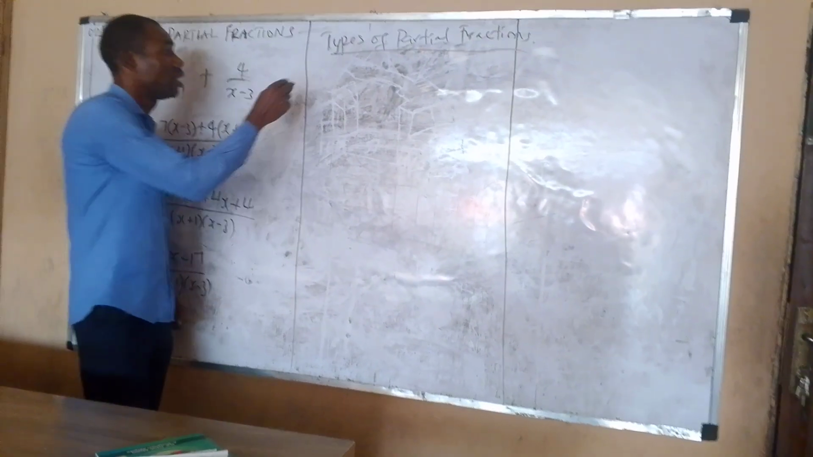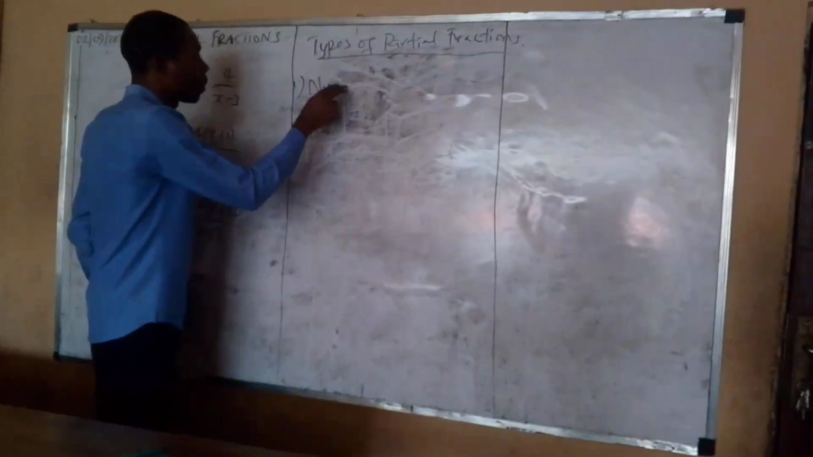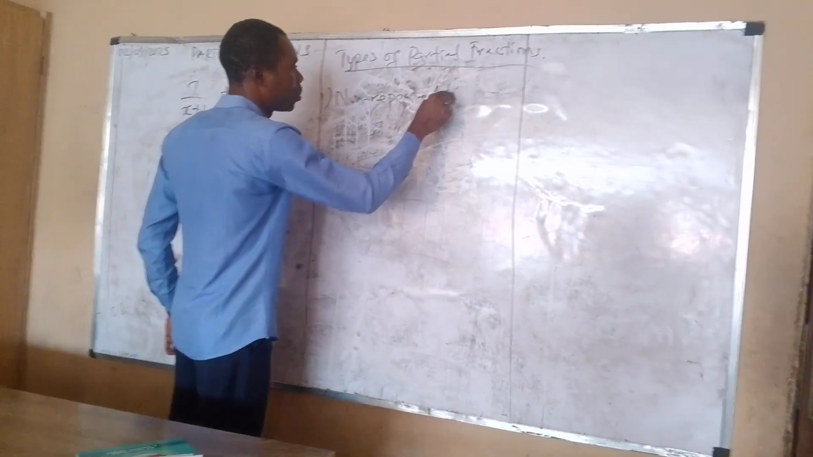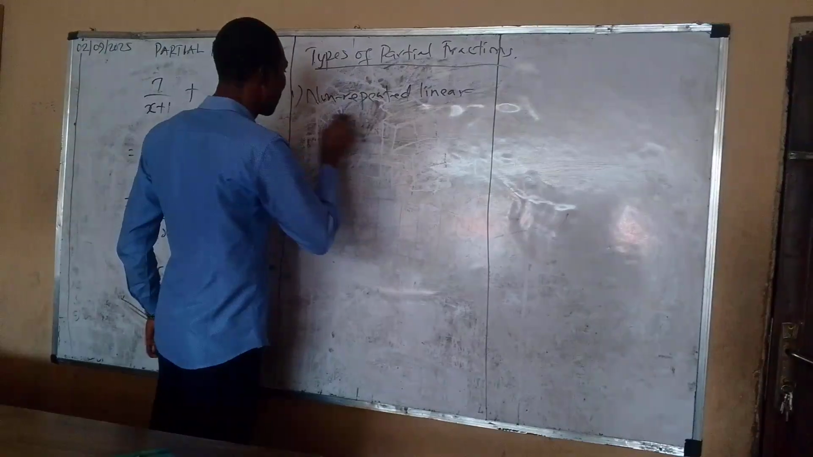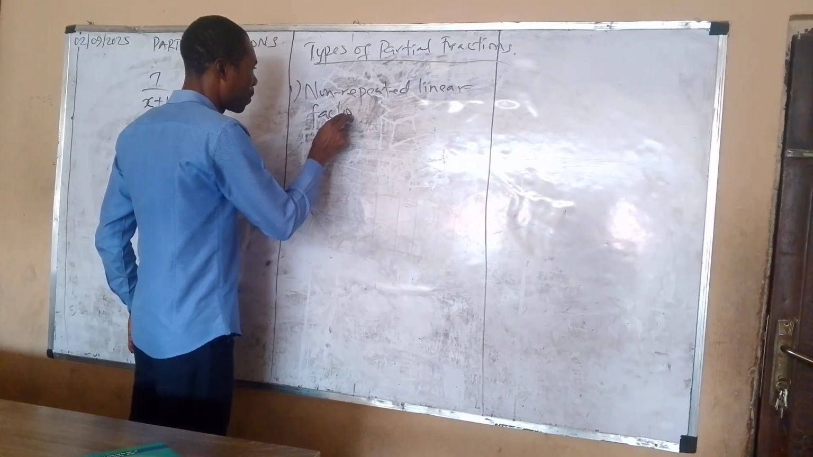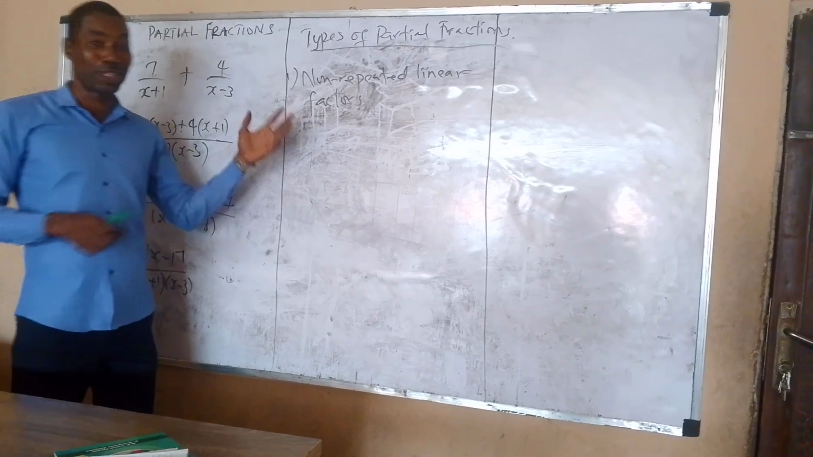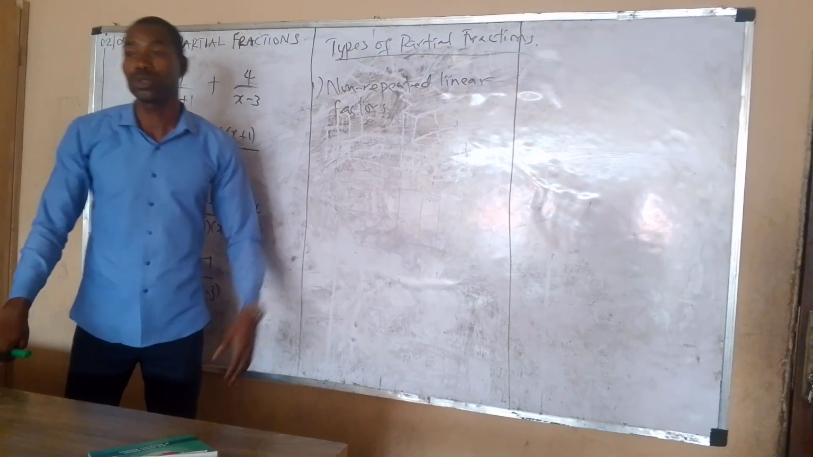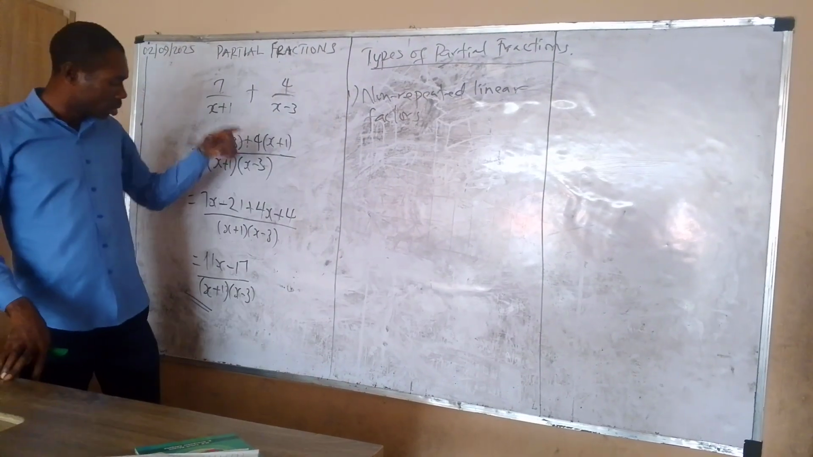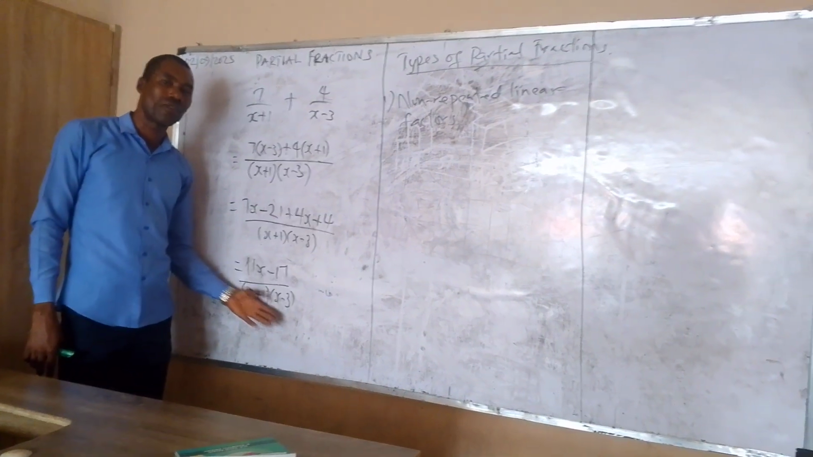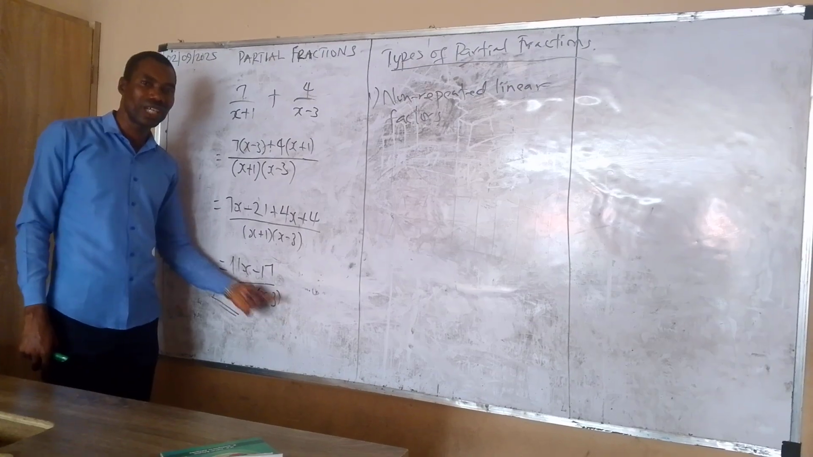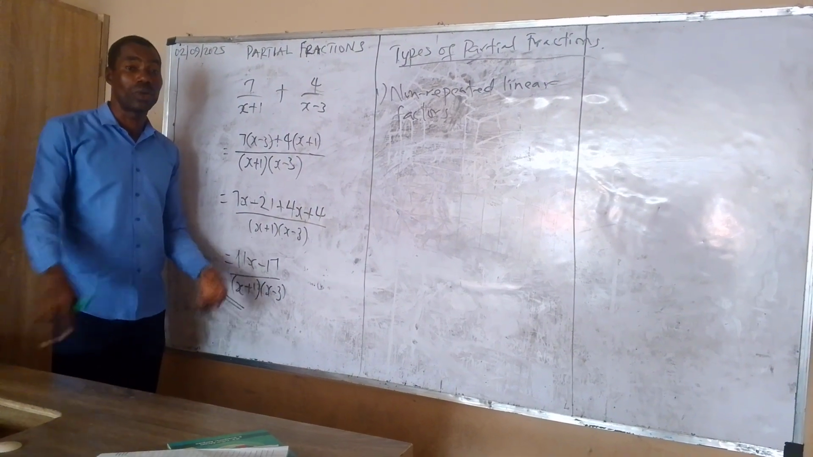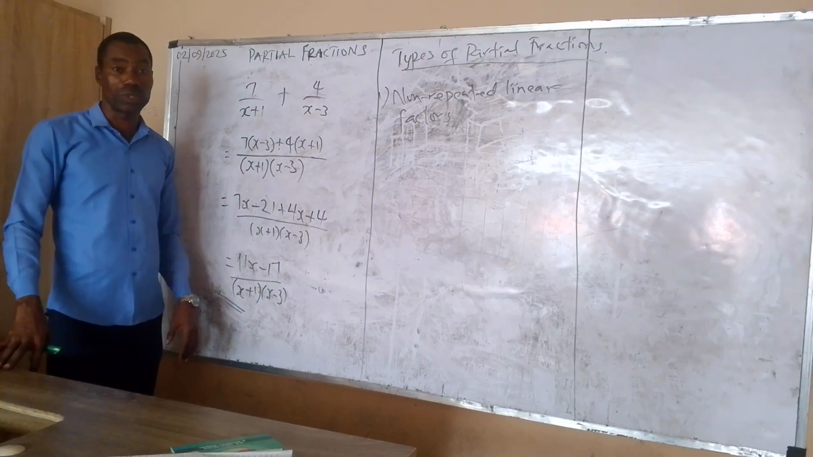The first one is non-repeated linear factors. I hope my marker is clear enough for you to see. The board here is dark. Non-repeated linear factor. It means that the denominator will consist of linear expressions, linear factors. Like this is a linear factor, this is a linear factor, and they are non-repeated. When we get to that, I will explain further.